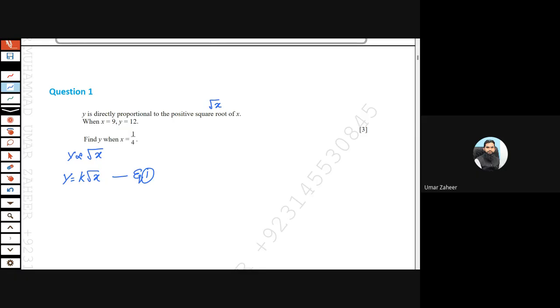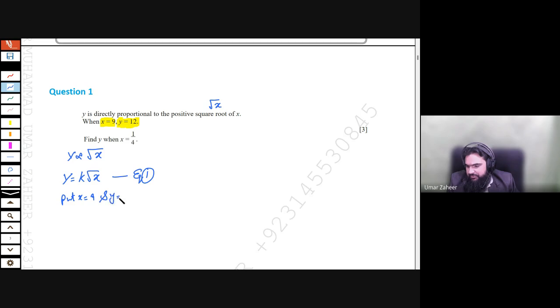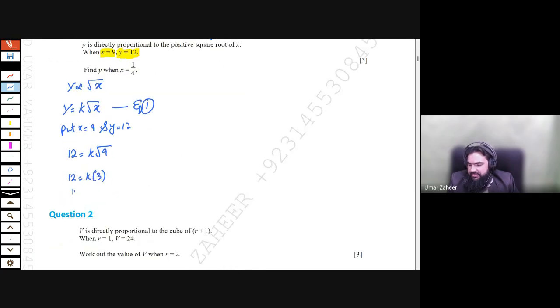Now substitute the value. Obviously, he is going to give you the information that when x is equal to 9 and y is equal to 12. So substitute the value. We put x is equal to 9 and y is equal to 12. The root 9, he says that's a positive square root, so you will get only the positive value. So 12 is multiplied, it is divided, so you will get the value k is equal to 4.